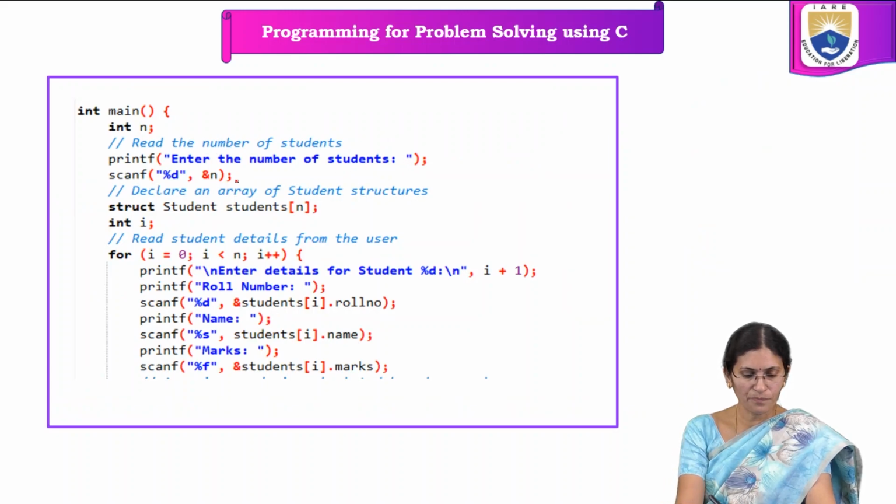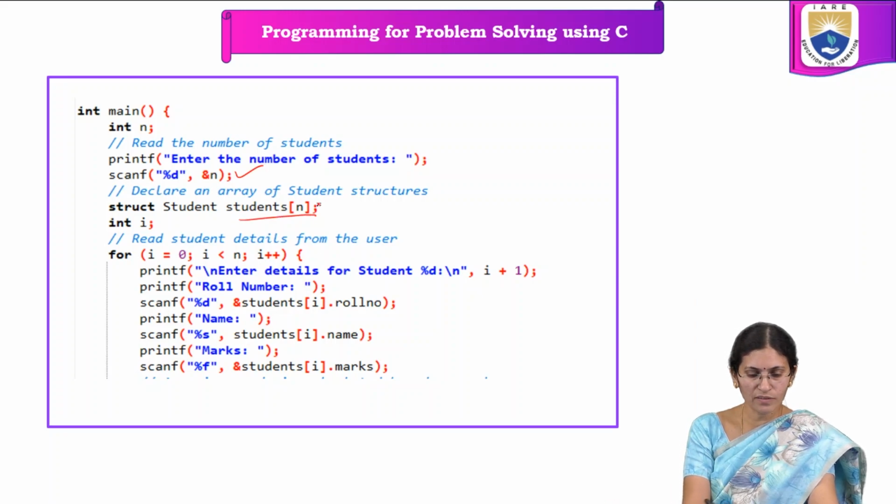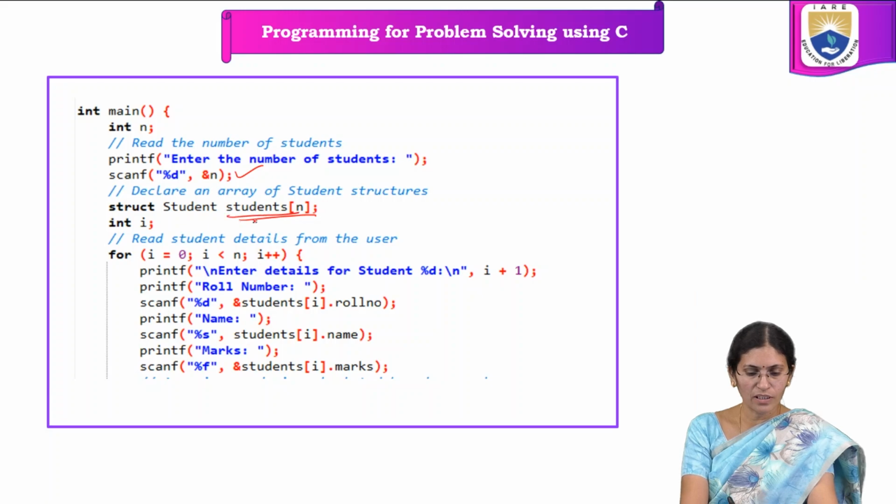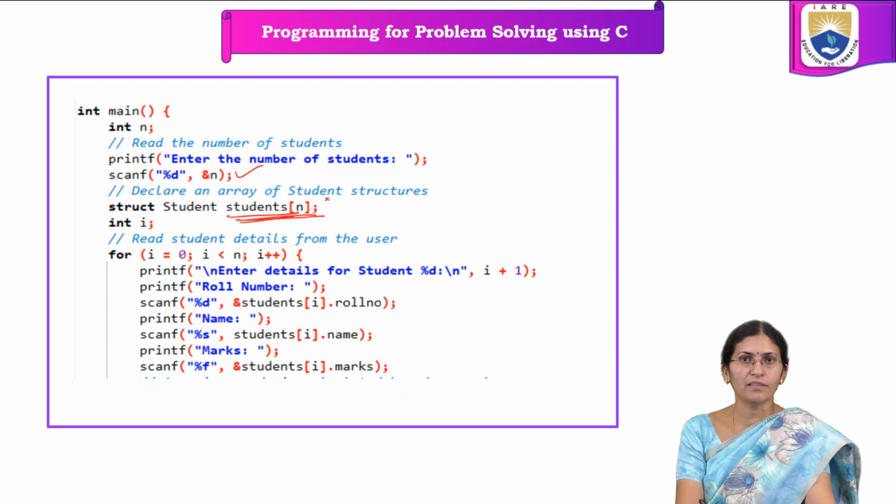Inside the main function, we need to read the value of n. This is a structure type. The variable name is students and it is an array. The size of this array is n here. So we can read the student details by using a for loop.